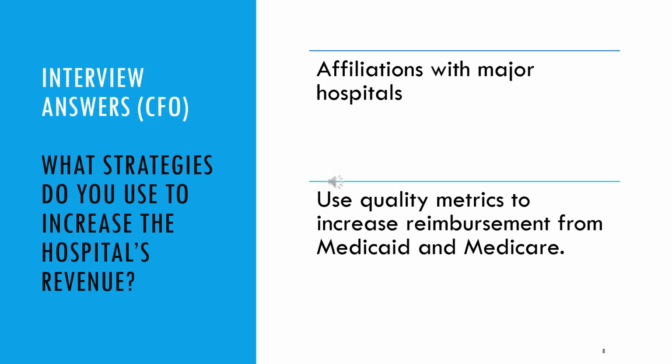In our interview with the CFO, Chief Financial Officer, we asked what strategies do you use to increase the hospital's revenue? He answered that Hospital B has formed affiliations with major hospitals, and they use quality metrics to increase reimbursement from Medicaid and Medicare.